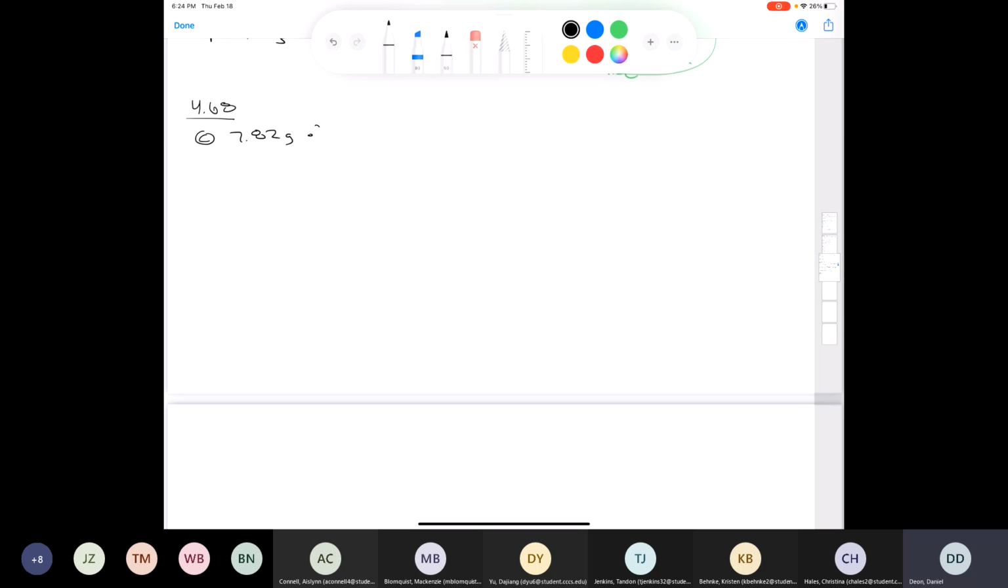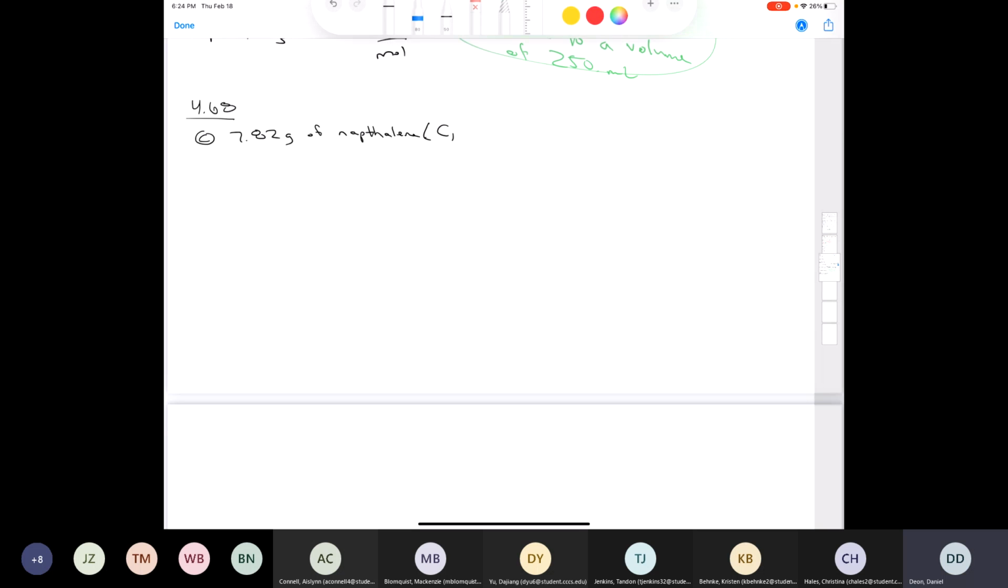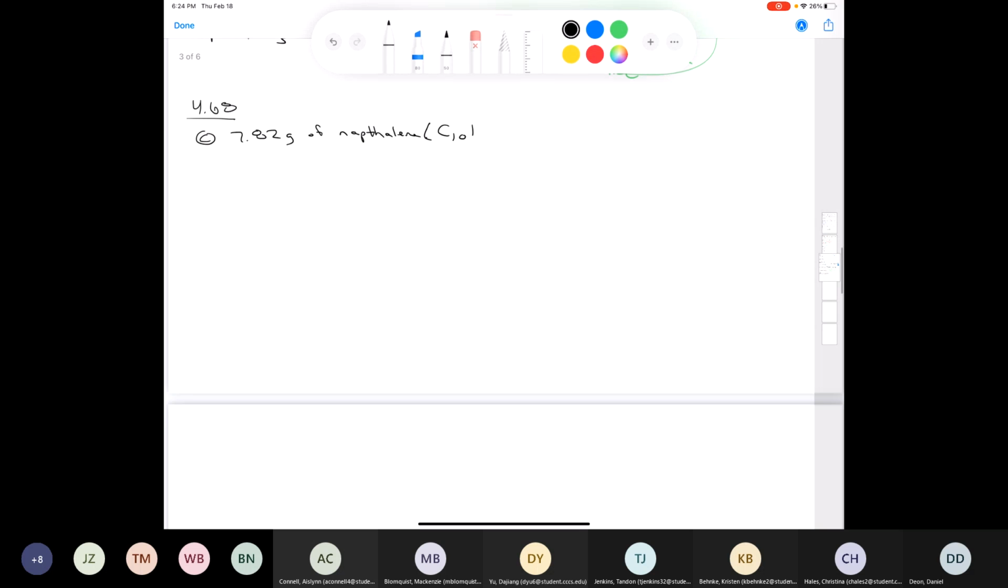7.82 grams of what's called naphthalene, which is essentially mothballs. And it tells you the formula, C10H8, in 85.2 milliliters of benzene. Okay, so you make a solution, and instead of dissolving it in water, you're putting it in benzene, which is just a different liquid.